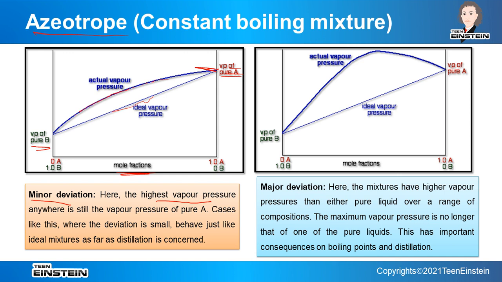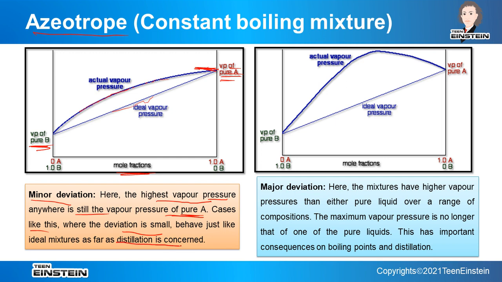Here we have considered the vapor pressure of A as higher than the vapor pressure of B, arbitrarily. You can also consider the opposite. But the important thing is the highest vapor pressure anywhere on the line. Obviously this is the point. It is still not greater than the vapor pressure of pure A. So the maximum point will actually be equal to the vapor pressure of A. If this type of case is there, that means deviation is there but the deviation is small, so we can consider it as if it is an ideal mixture.